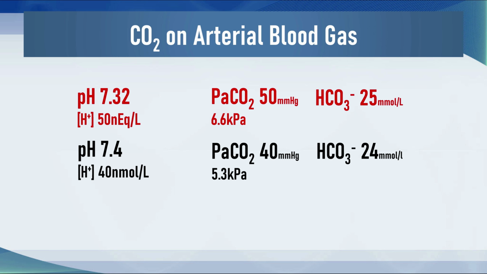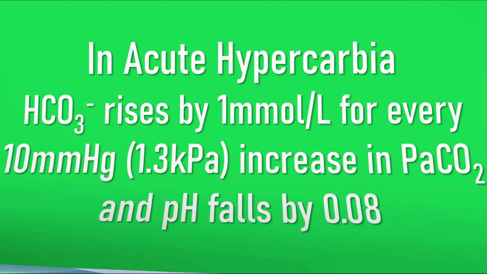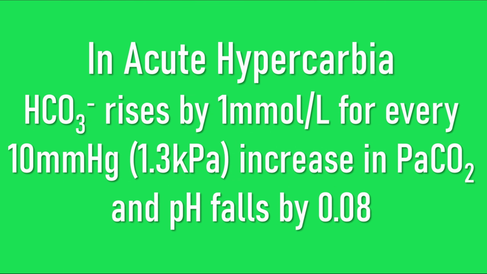There are a series of rules that can be remembered to reflect these changes. In acute hypercarbia, the bicarbonate rises by 1 millimole per litre for every 10 millimeters of mercury, or 1.3 kilopascals, increase in the partial pressure of CO2 in arterial blood, and the pH falls by 0.08.